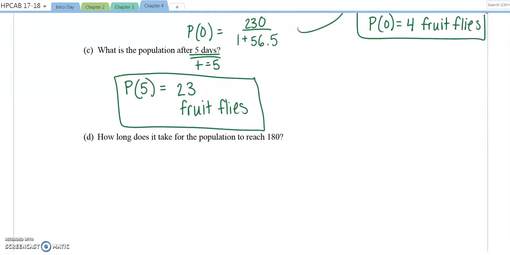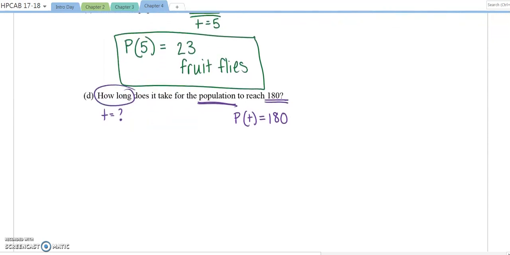All right, last one. Part D, how long does it take for the population to reach 180? Now it's saying how long, which means I want to solve for t. I don't know what it is, and it's giving me my population. P of t is going to equal 180. So this one I'm going to have to solve by hand. I'm going to plug it in: 180 equals 230 divided by 1 plus 56.5 e to the negative 0.37t.